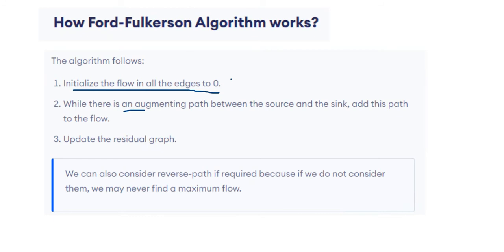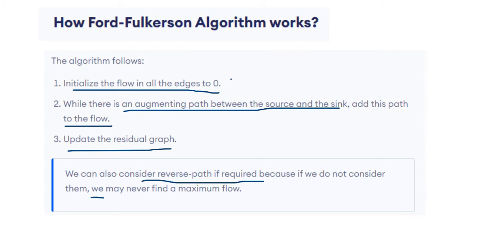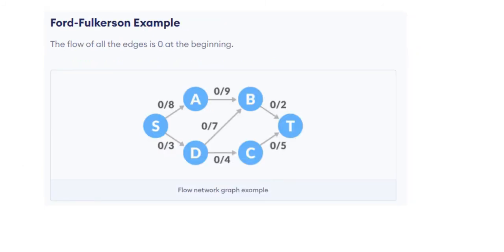While there is an augmenting path between the source and the sink, add this path to the flow and update the residual graph. We can also consider the reverse path if required, because if we do not consider them, we may never find the maximum flow. This is an important point to remember, as when I take an example, you will get an idea of how reversing the path will be considered when we cannot find the maximum flow.